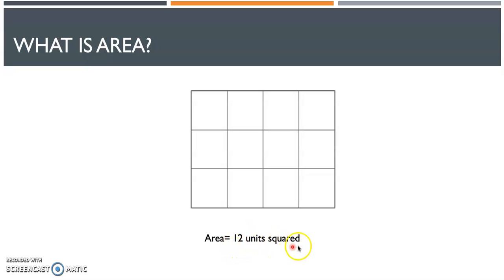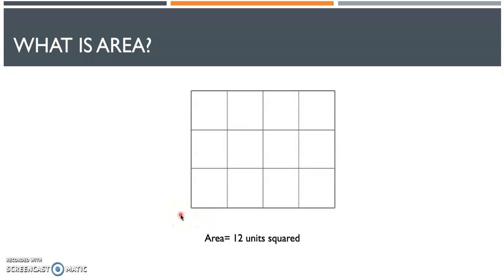I don't want you to pay attention to the units squared right now because we're going to talk about it. What I mainly want you to focus on is this 12 number. So it took 12 of these little blocks. It took 12 of these little units to fill up this rectangle. And that's what area is. So the area of this rectangle was 12 units squared.